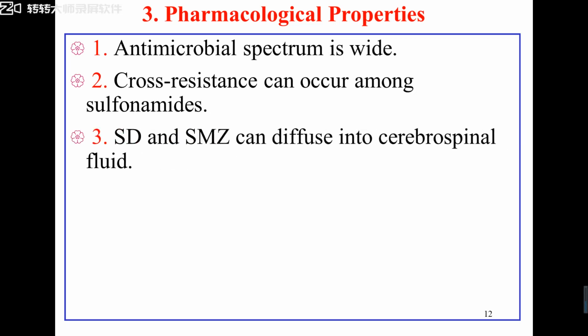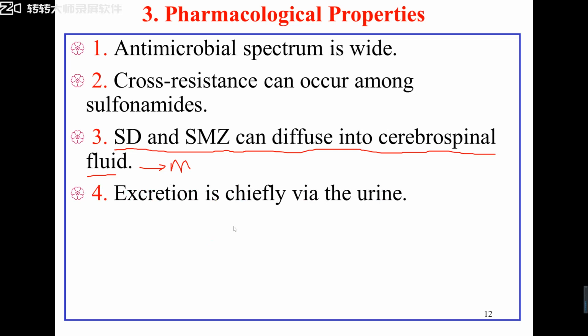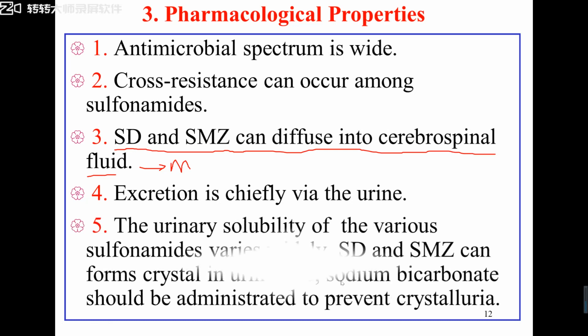Among sulfonamides, SD and SMZ can diffuse into cerebrospinal fluid. What is the meaning of this sentence? Though this drug is rarely used in clinic, SD and SMZ can diffuse into cerebrospinal fluid, so we also use them to treat meningitis, yes, as the first choice agent. And excretion is chiefly via the urine. In the urine, the solubility of the various sulfonamides varies widely. SD and SMZ can form crystals in urine.